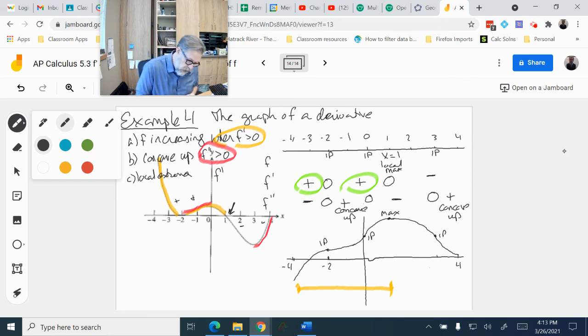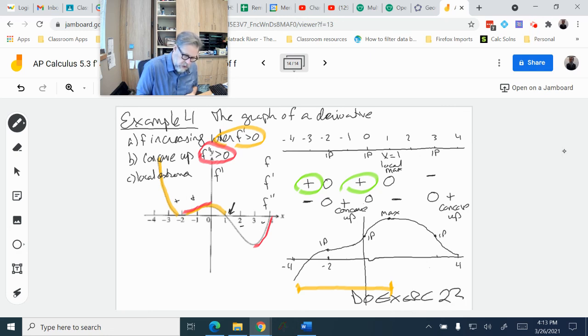All right, go ahead and do exercise 23 in the book. And we are going to end here and come back with a new video on motion on a line.